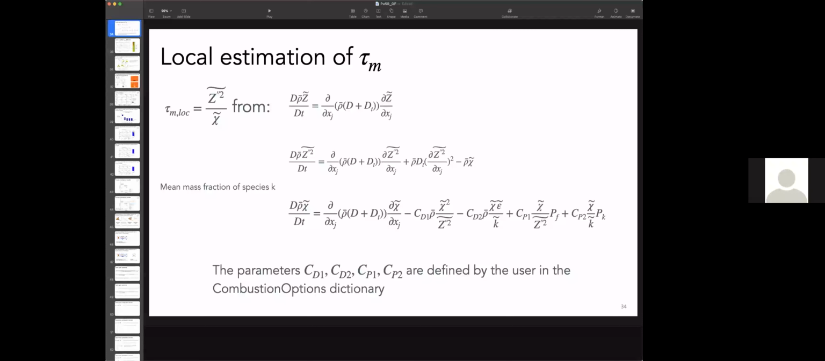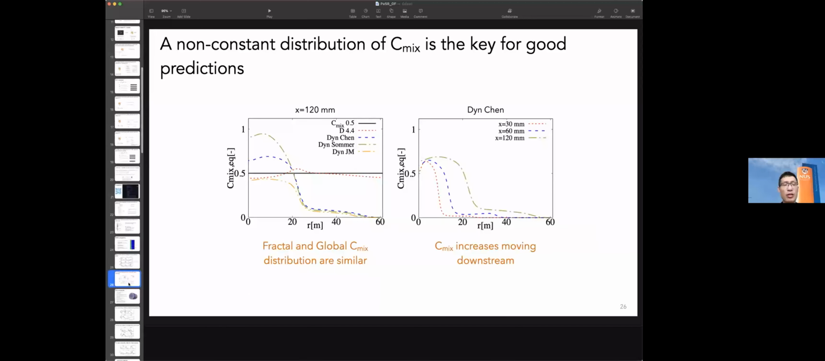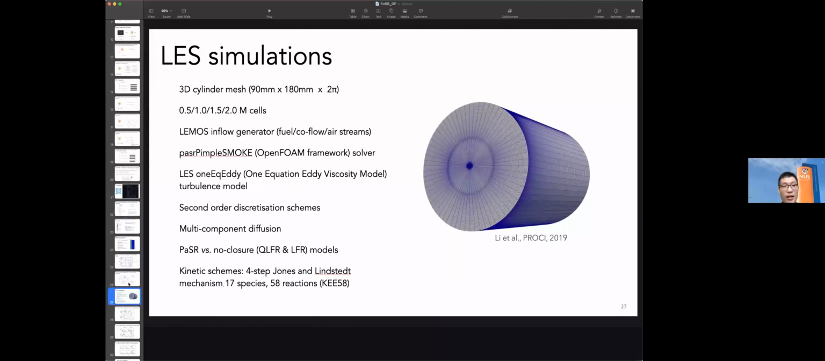Yes, I have a small question. Hello, Alessandro. You mentioned in your slides, I think slide 26 or 27, that you also tried a no-closure model, right? Yes. So one is the so-called LFR, and another one is QLFR. What is the difference between them? Maybe I missed some key information. No, you are completely right. I didn't explain the difference.